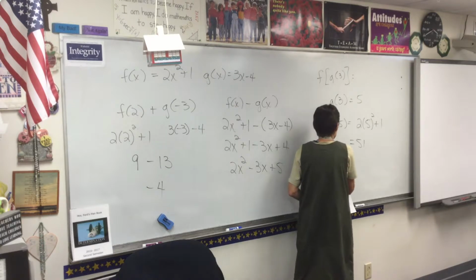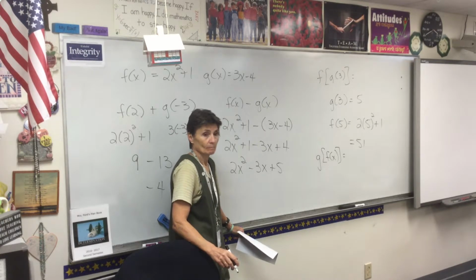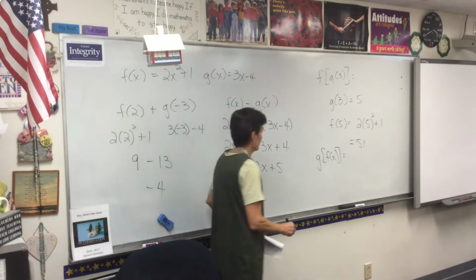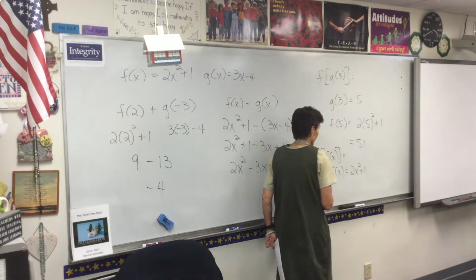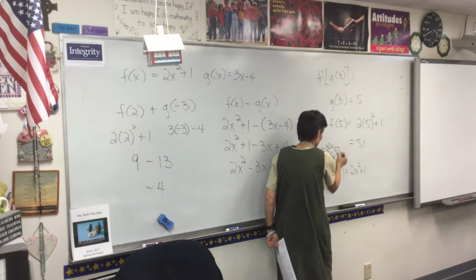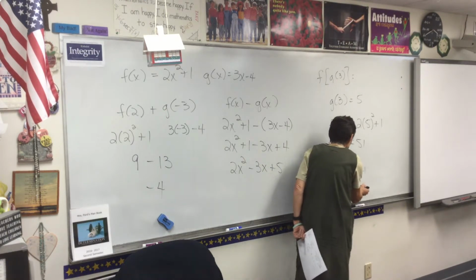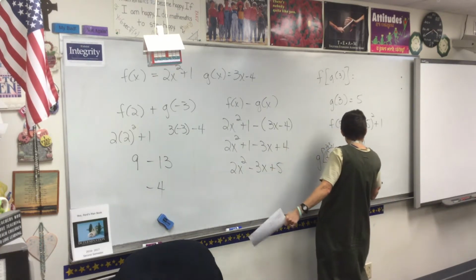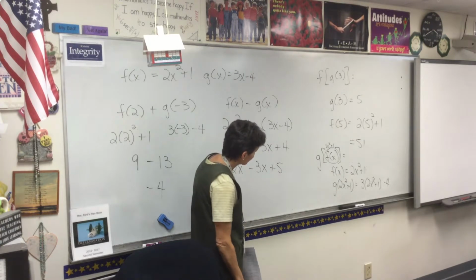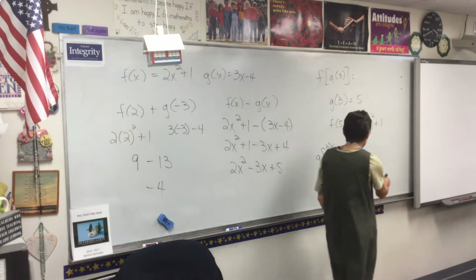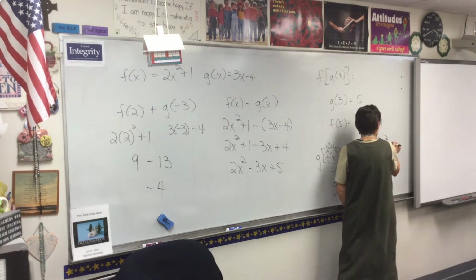And then g of f of x. Here we go, g of f of x. So we'll start with f of x. F of x is just 2x squared plus 1. So what are we going to do with the 2x squared plus 1? Plug it into g. So we're going to find g of 2x squared plus 1, which means 3 times (2x squared plus 1) minus 4. So 6x squared plus 3 minus 4. My answer is 6x squared minus 1.